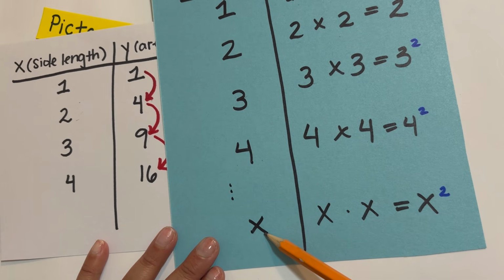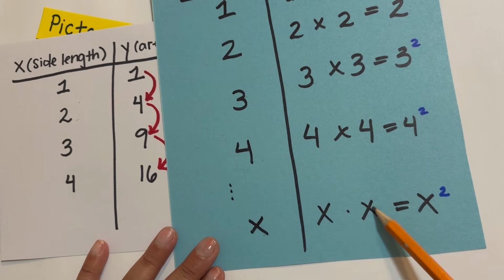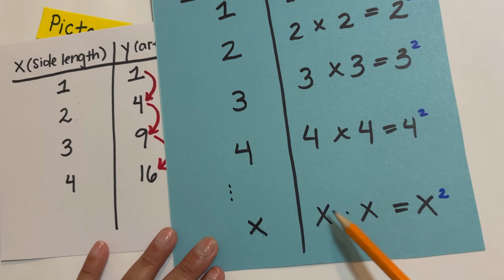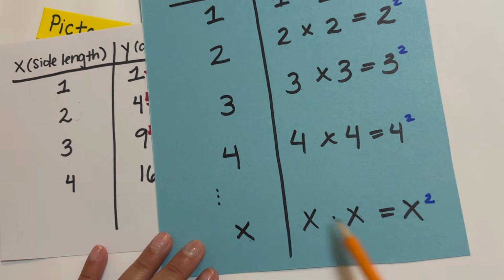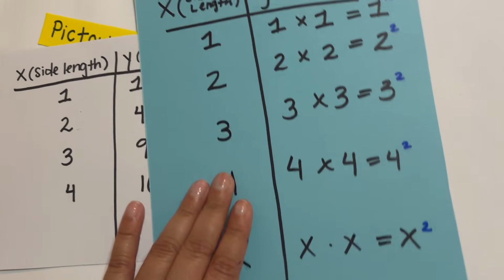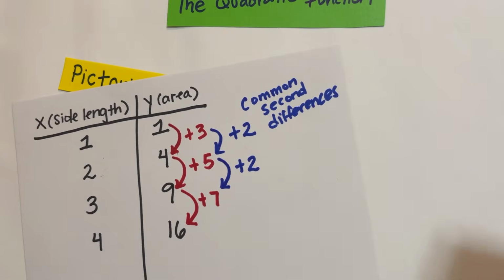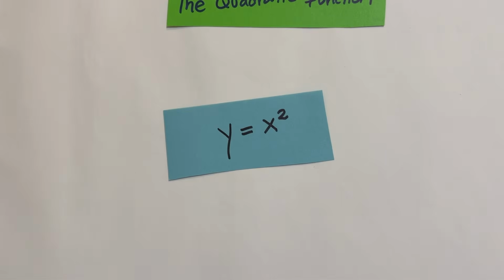No matter what number we choose, because it's a square, the length and width will be equal, and we'll be multiplying the same number times itself, x times x. I used a dot so that we would not confuse it with the letter x. x times x can be expressed as x to the power of 2. This leads us to the equation of a quadratic. The equation of a quadratic is y equals x squared.